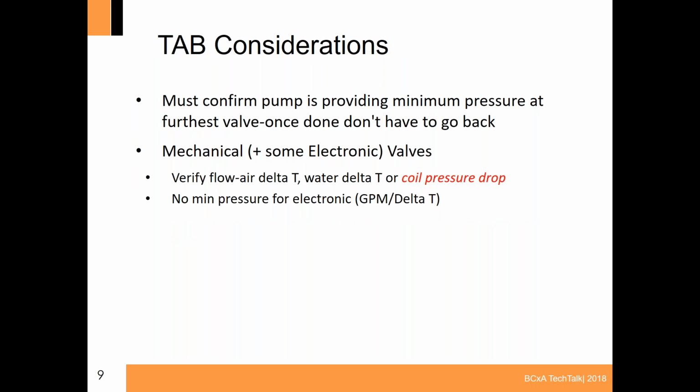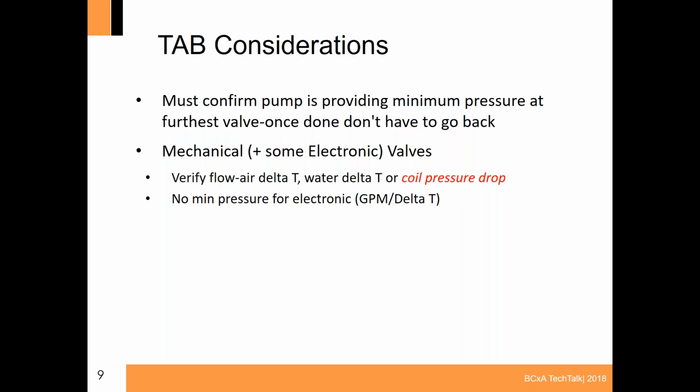All right, test and balance considerations. Okay? You must confirm the pump is providing the minimum pressure at the furthest valve. Nice thing about pressure independent, once you confirm that, you don't have to go back. There's no readjusting the system pressure and going back. Let's say you're rebalancing everything and you've got an issue there, and now you've changed the pressure dynamics within the system. That doesn't come into play anymore on the test and balance side.